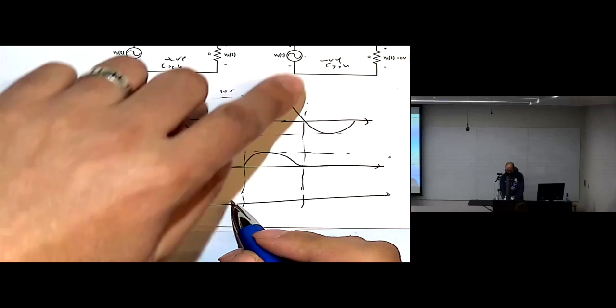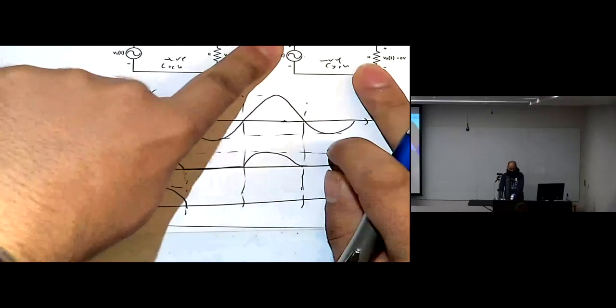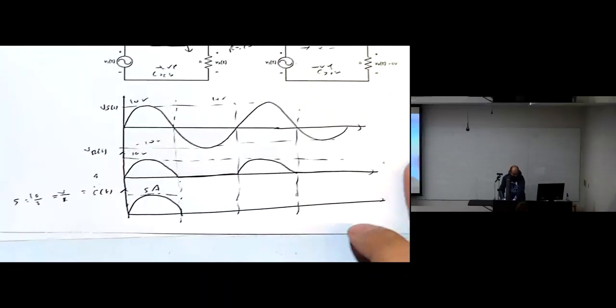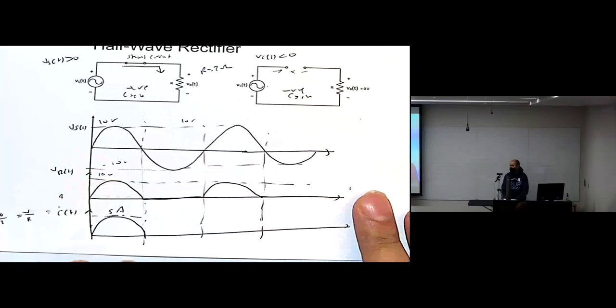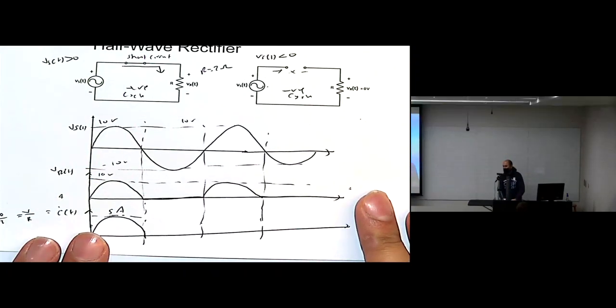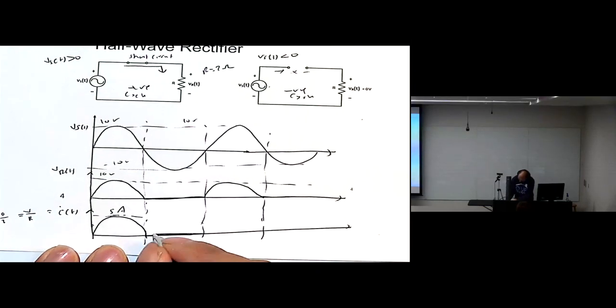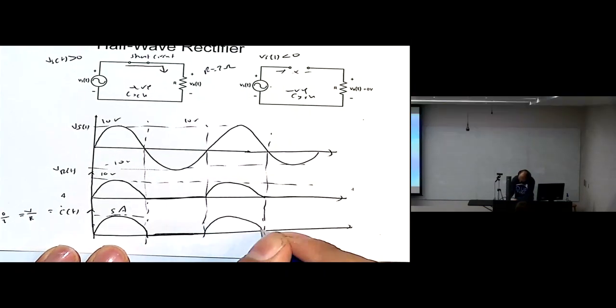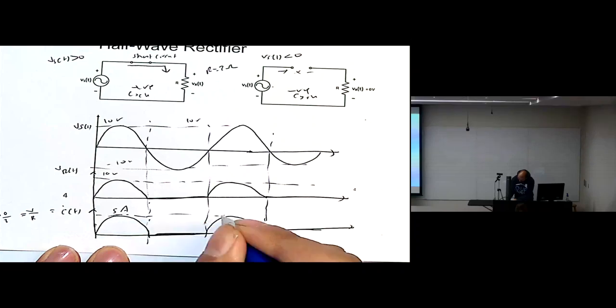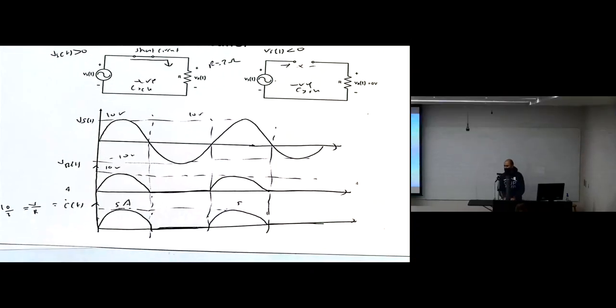Now what about this? In the negative cycle, it's open circuit. What does this mean? What does it mean when we have open circuit? How much is the current? 0. Then the same, 0. Okay?